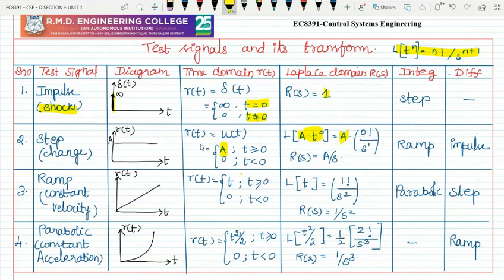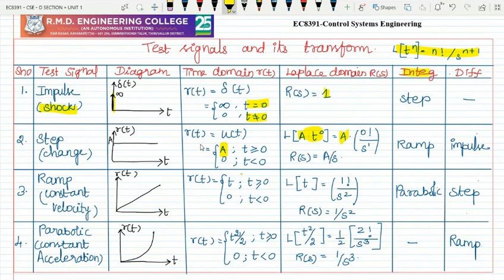Similarly, we have to calculate for the ramp signal as well as the parabolic signal. For the ramp signal, we get the answer as 1 by s square, and for parabolic, we have the value of 1 by s cube.